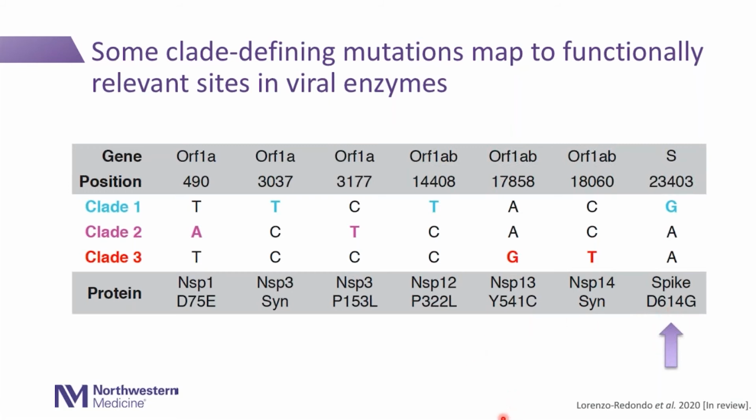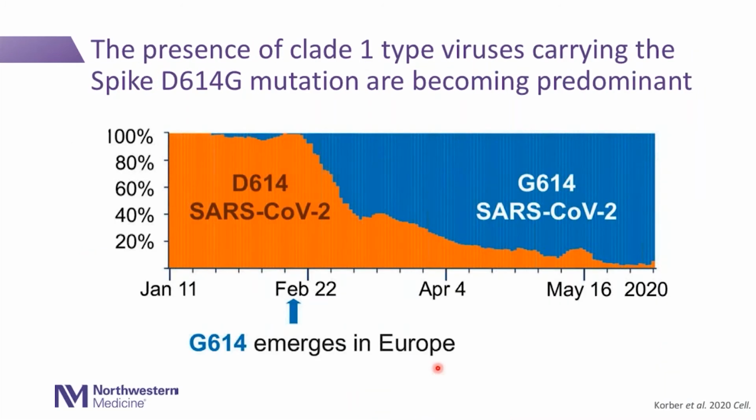Now, this mutation has been made famous by a number of different groups who have noticed that this particular mutation is becoming more and more prevalent over time. So this is an image from an excellent paper by Korber et al. that came out in Cell just recently, showing that this variation is originally in the epidemic, almost all of the sequences carried this D, which our clade 2 and clade 3 viruses carry. But as time goes on, this G614 variant is becoming more and more dominant, and that's the variant that we see in our clade 1.